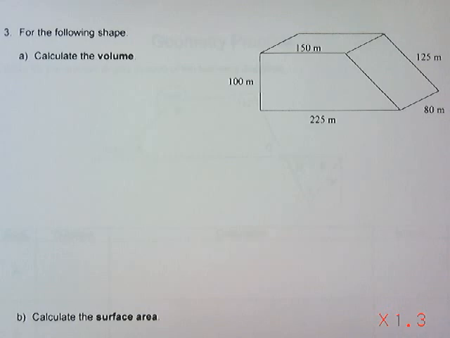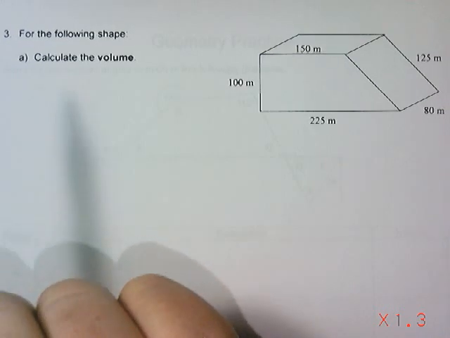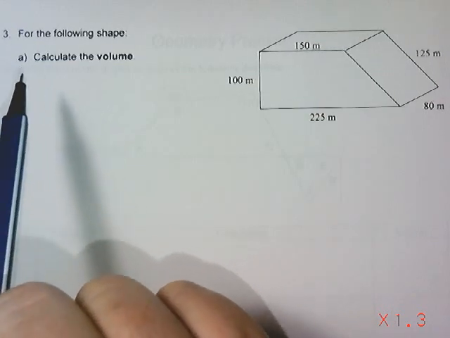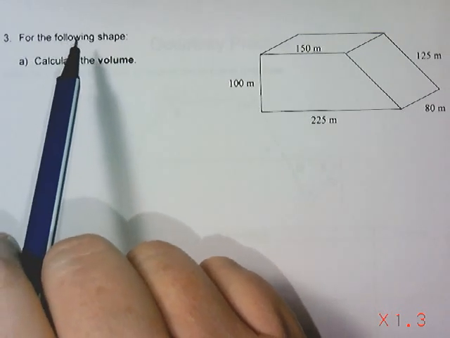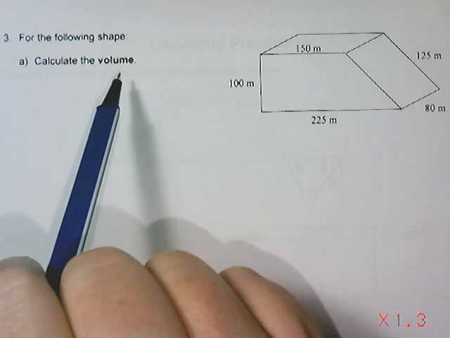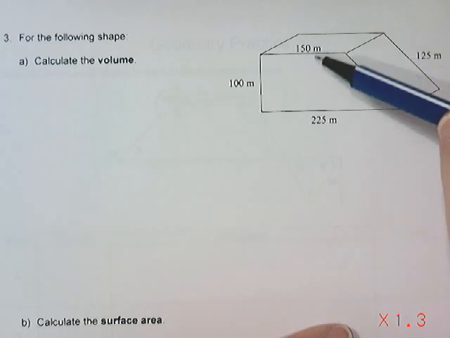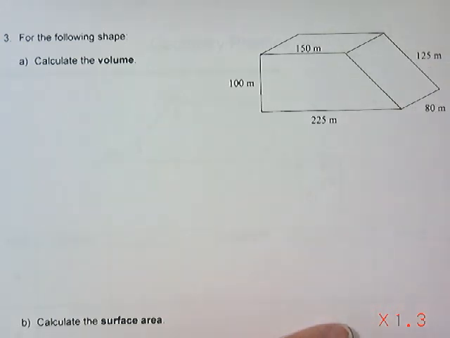This is the fourth part of our video on measurement review, and we're going to take a look at question number 3A from the sheet. So it says, for the following shape, calculate the volume. So volume is the space on the inside of a three-dimensional shape. So you want to think like if I was trying to fill this up with water or sand or air, how much would go on the inside of the shape?